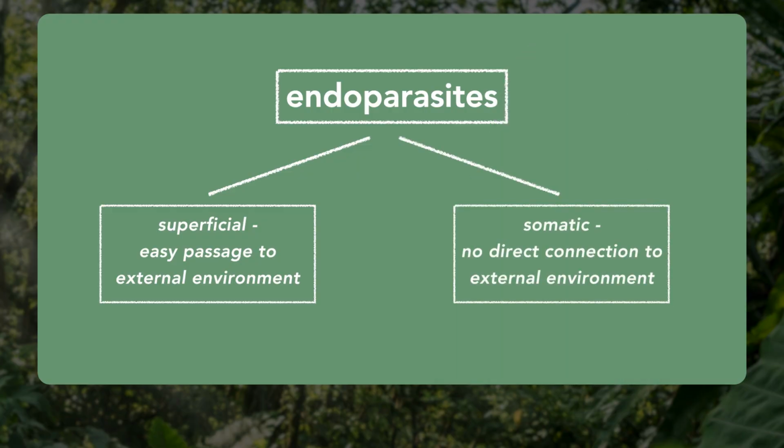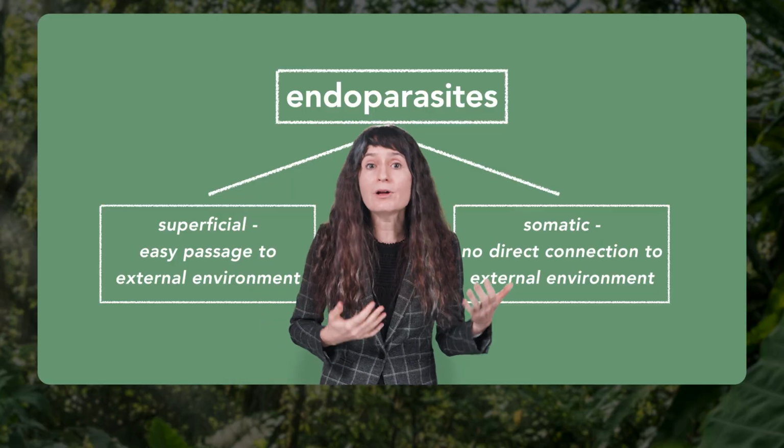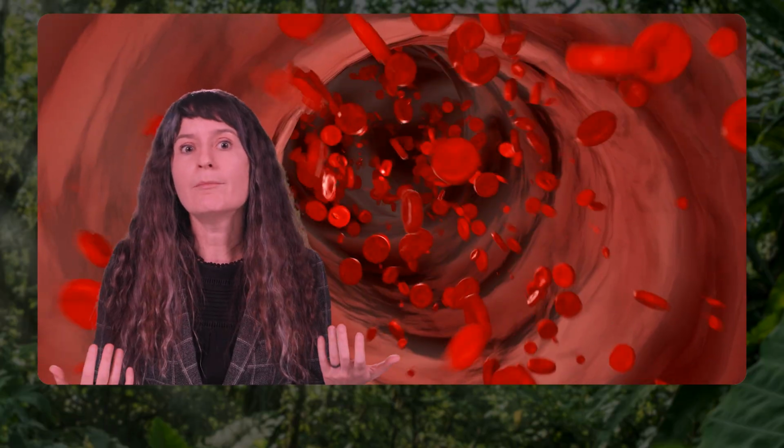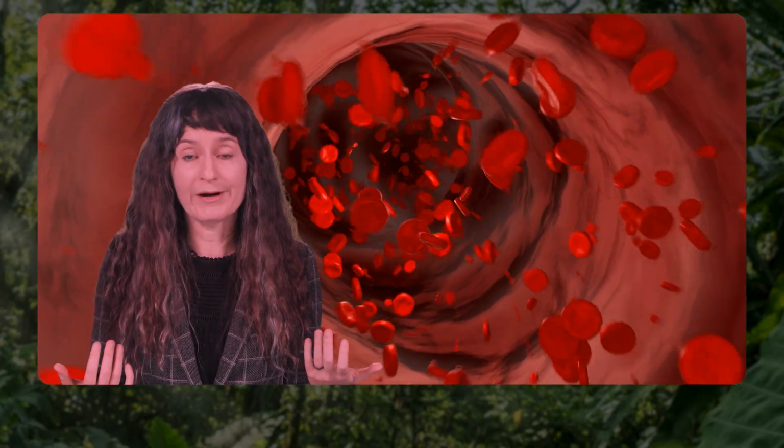Then there are the somatic endoparasites, who make life really hard for themselves because they are located in an organ that doesn't have a direct connection to the external environment. Think inside the brain, in the blood, in the muscle, inside the body cavity. Remember, we've already come across flatworms that have the problem of being a somatic endoparasite.